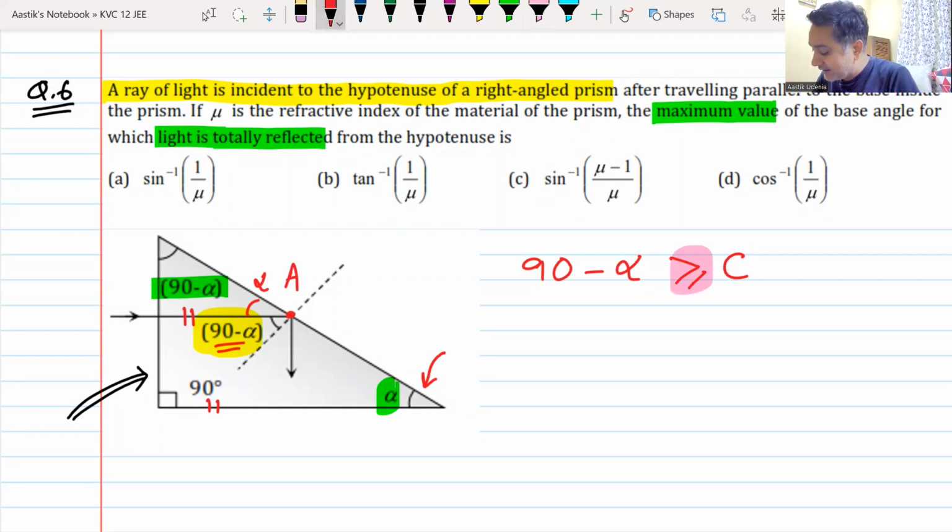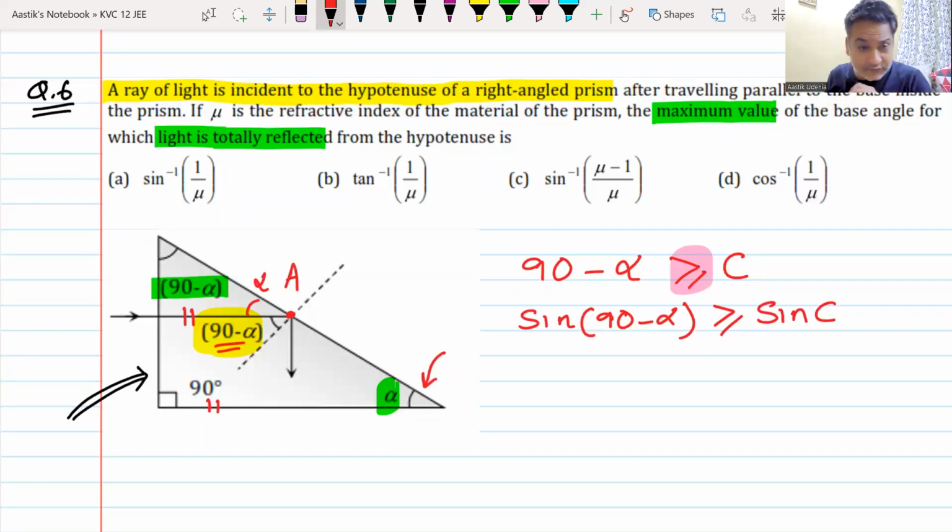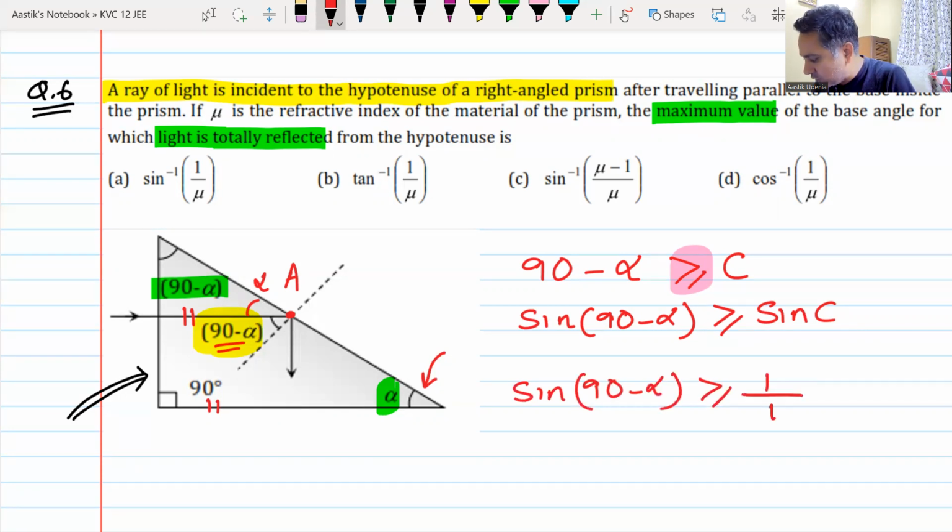So now I can write it like this: since both are acute angles, sine of 90 minus alpha will be greater than or equal to sine of C. I have not taken out the inequality sign still. See when I'm going to take out this inequality sign. So sine of 90 minus alpha is greater than or equal to sine of C. Now I know sine of C is 1 by mu, yes or no? So sine of 90 minus alpha should be greater than or equal to 1 by mu. Do we understand this?